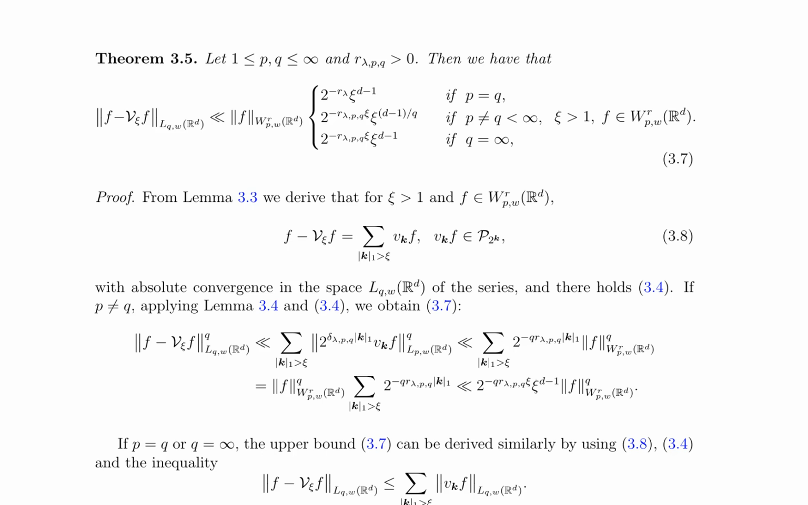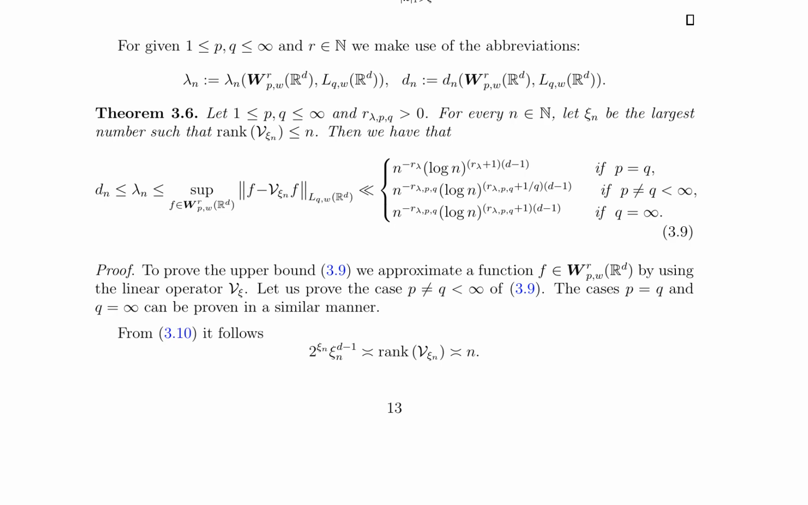The subsequent sections introduce the linear operator S_ξ, which is defined as the tensor product of unidimensional operators. This operator is used to define a new polynomial subspace P_1,ξ, and to establish a connection between the approximation properties of S_ξ and the rank of S_ξ. Finally, theorem 3.8 is presented, which is similar to theorem 3.6 but applies to the linear operator S_ξ instead of v_ξ. This theorem provides further insights into the approximation properties of S_ξ and its implications for the study of Sobolev spaces.